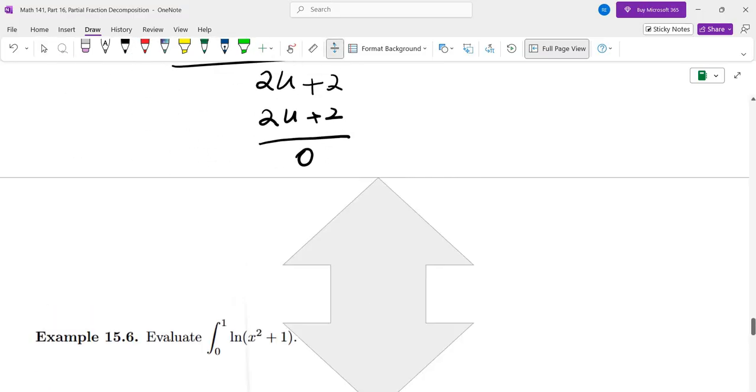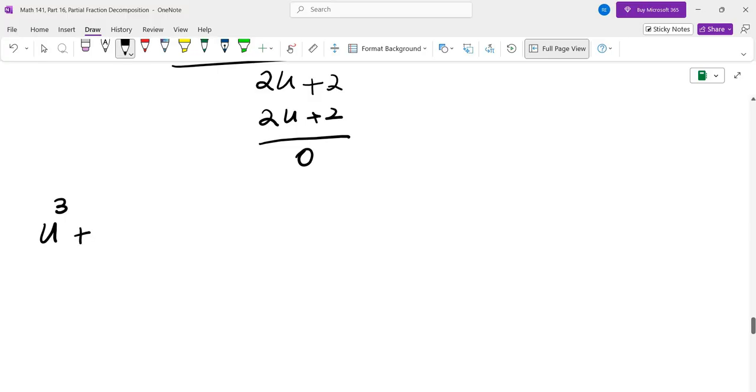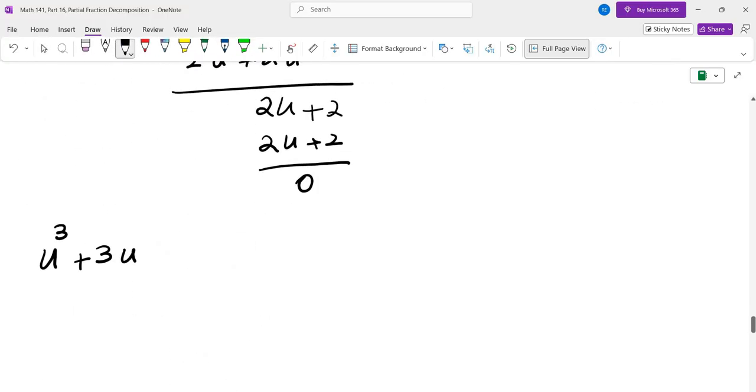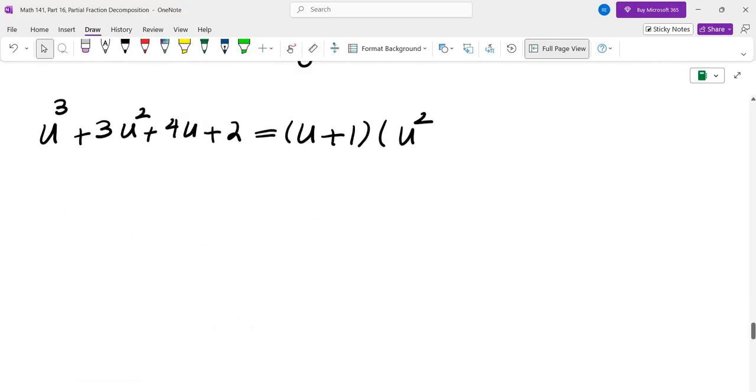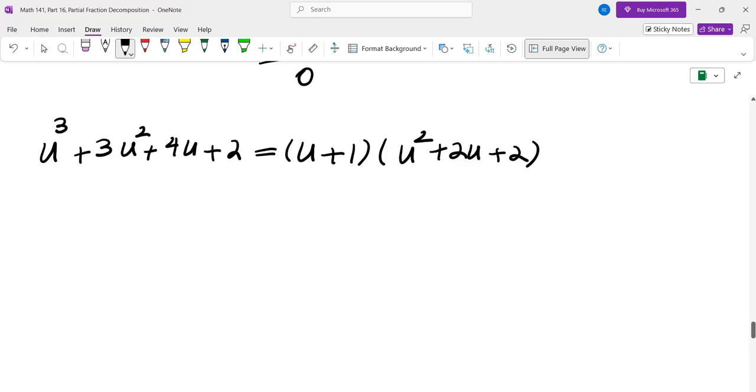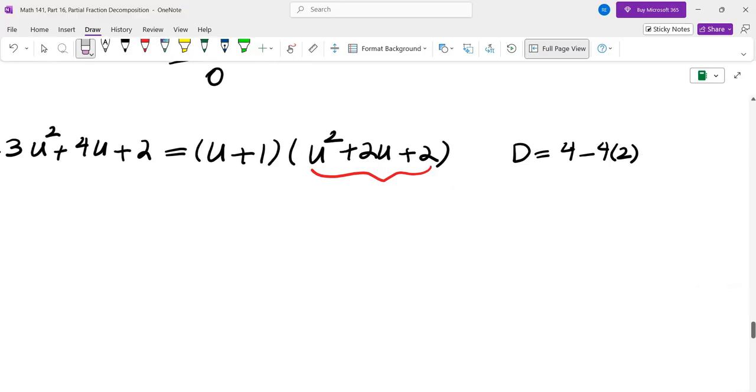So that tells us that the denominator, which was u cubed plus 3u squared plus 4u plus 2, can be factored as u plus 1 times what we found as the quotient, which is u squared plus 2u plus 2. Now, of course, this term does not have any real roots because its discriminant, b squared minus 4ac, is negative. So this has no real roots. Because it has no real roots, we cannot factor this one any further, which means this would be as much as we can do.